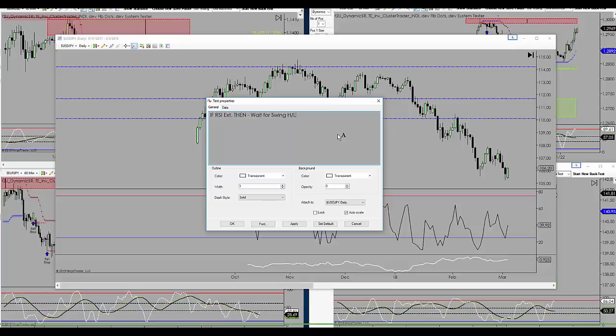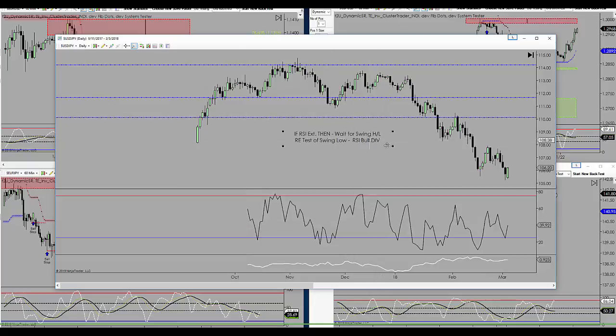Okay? Now, what am I going to look for after this point? If the RSI is at an extreme oversold condition and we just put in a swing low, I want to look for a retest of the swing low. And when that retest occurs, if it does, I want to see RSI bull div. Bullish divergence in the RSI. Okay, so let's have a look.